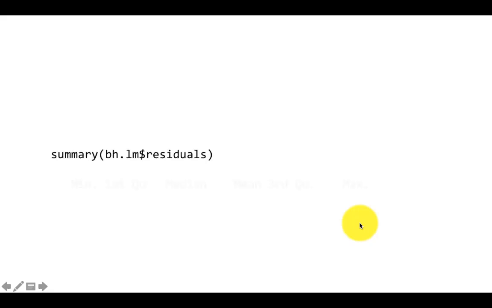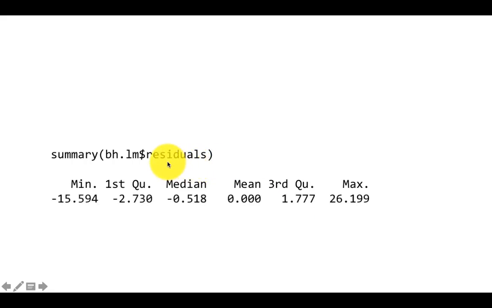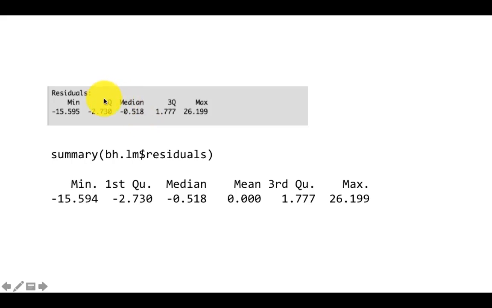So now let's take a look at the residuals. If you do summary bh.lm dollar residuals, then of course you see that the mean of the residuals is always 0. And that's what you're seeing from your regression output as well. I did summary bh.lm dollar residuals. That is, we took all the residuals and found their mean. It turned out to be 0. And this summary is what you're seeing here too.